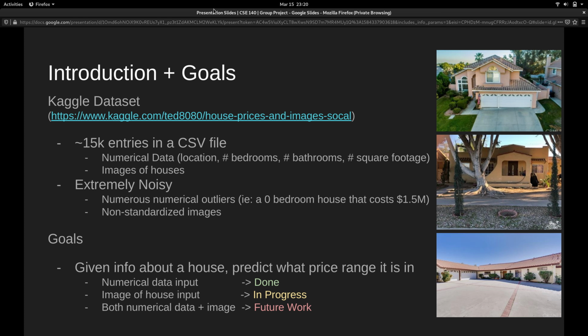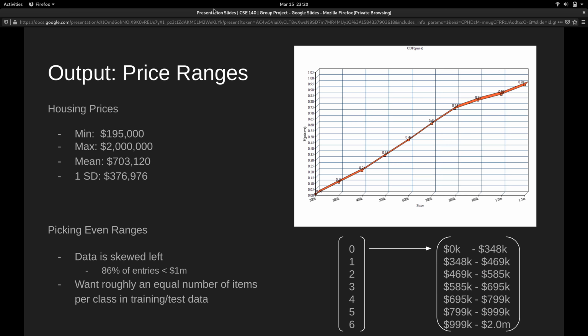And we wanted to build a numerical data model, a CNN for an image model, and then combine them for best results, and we're reporting on progress for the numerical data side of that. We're using a softmax layer to predict price ranges, and we wanted to make sure that every output class has equal representation in the model, so we found the boundary points.